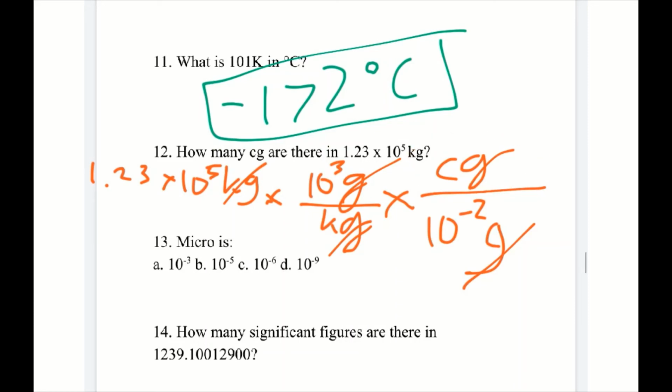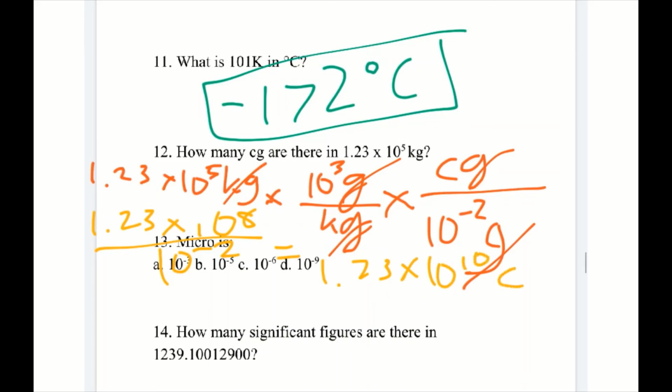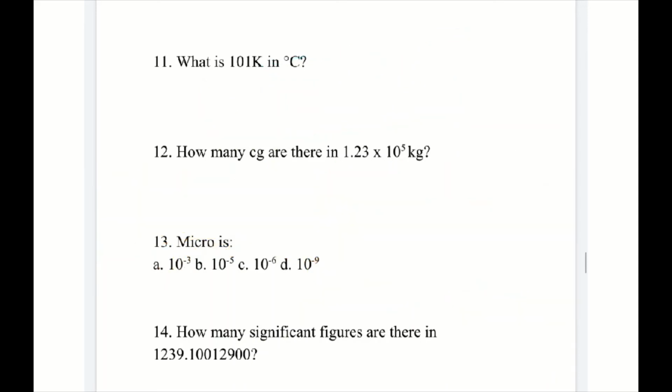So now let's just multiply the numbers together. So 1.23 times 10 to the 5th times 10 to the 3rd will give me 1.23 times 10 to the 8, and then we have to divide by 10 to the negative 2, which will give us 1.23 times 10 to the 10 centigrams as our final answer. So let me just erase all that. I'm going to clear the ink. So our answer is 1.23 times 10 to the 10 centigrams.